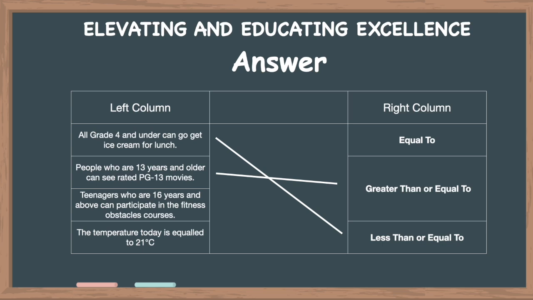Teenagers who are 16 years and above can participate in fitness obstacle courses. So they have to be older than 15, so that's also representing greater than and equal to. The temperature today is equal to 21 degrees Celsius, so that is representing equal to.